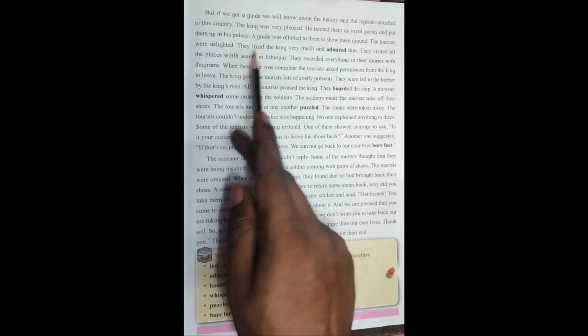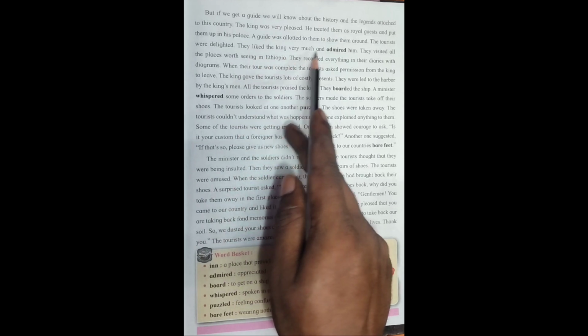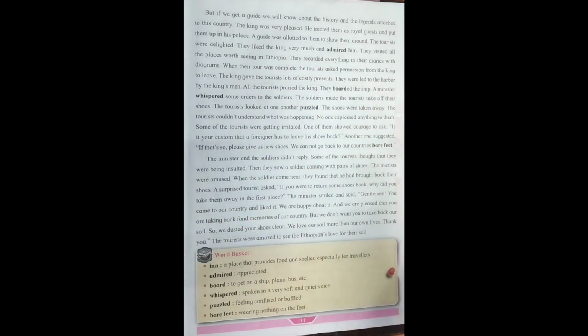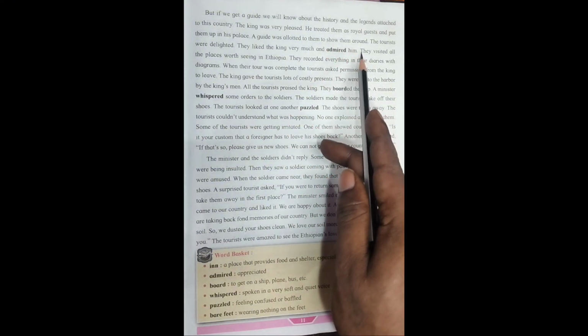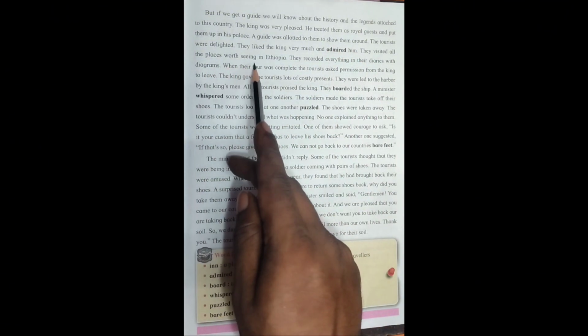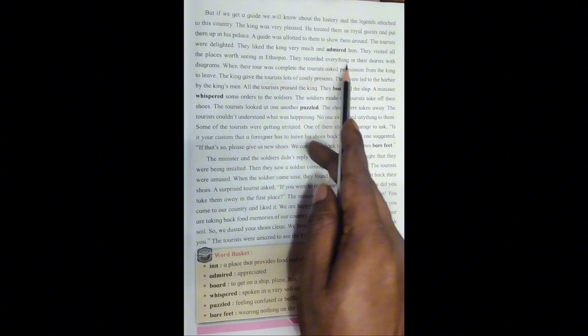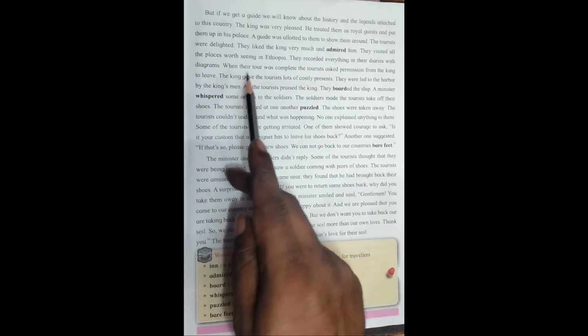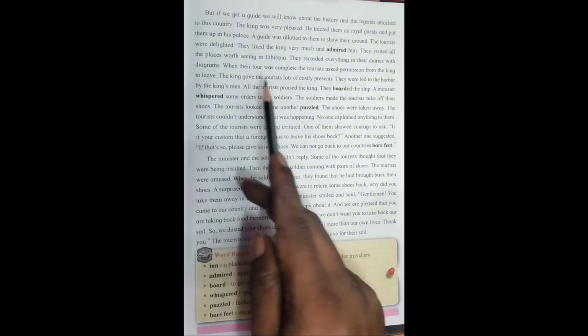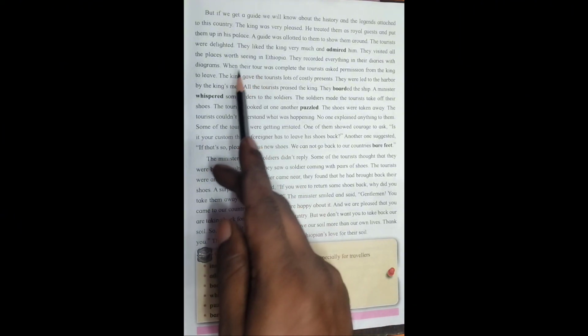The tourists were delighted. They liked the king very much and admired him now. Appreciated. Okay, they liked the king very much. This is hospitality. They visited all the places worth seeing in Ethiopia. They recorded everything in their diaries with diagrams. Now in olden days, they didn't have cameras or anything like that. So they used to draw the pictures of whatever they saw.